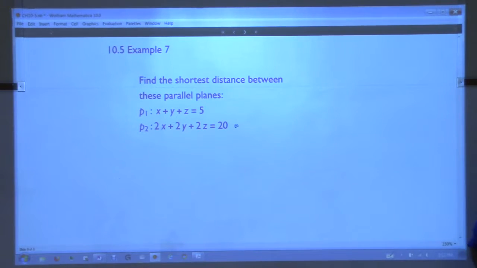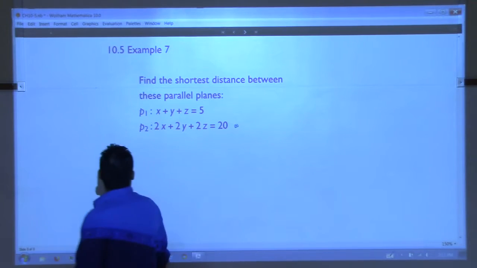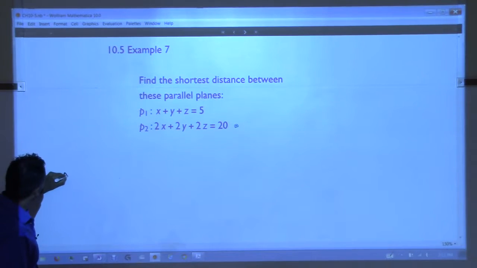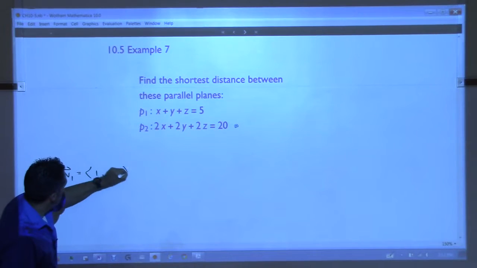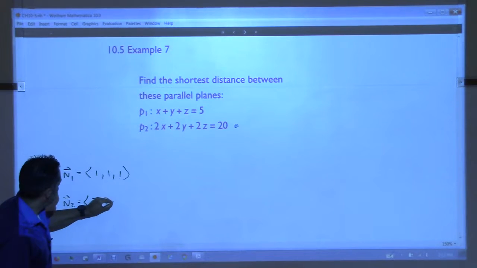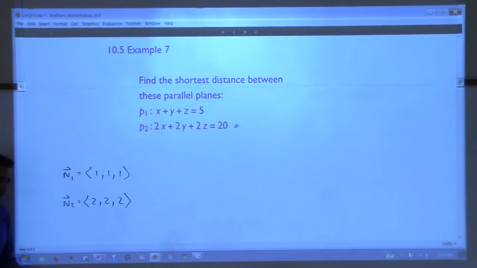Now, how do I know that they're parallel just by looking? How can I tell that these two planes are parallel? Yeah, look at the normal vector. What's the normal vector of plane 1? I'll call it n1. What's the normal vector of plane 1? 1, 1, 1. What's the normal vector of plane 2? 2, 2, 2. And these two vectors are scalar multiples of one another, and therefore they are parallel, right? And if the normals are parallel, that means the planes are parallel. So we have two parallel planes. And we're trying to find the shortest distance between them.